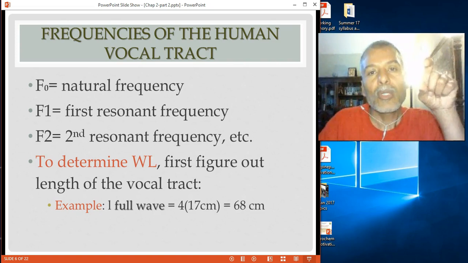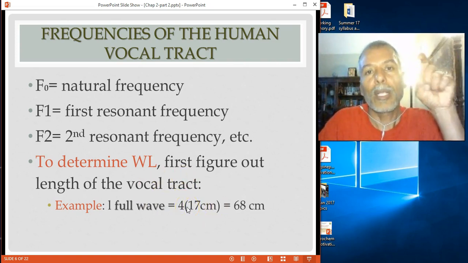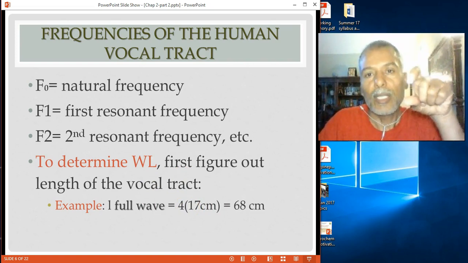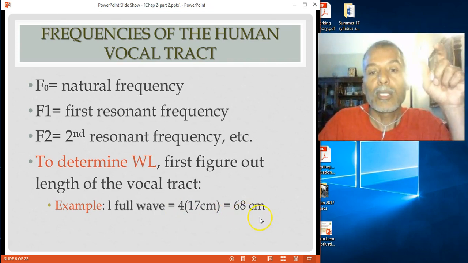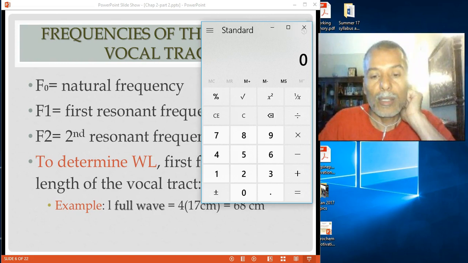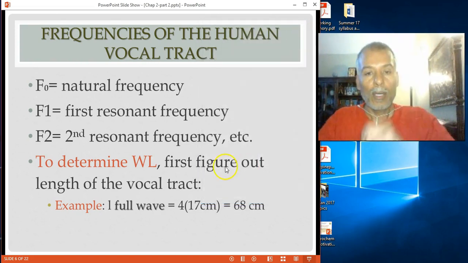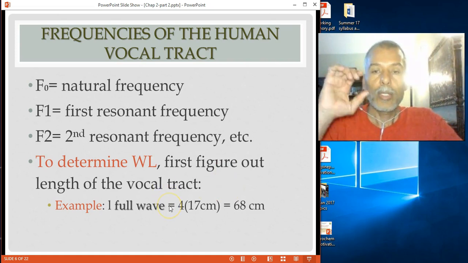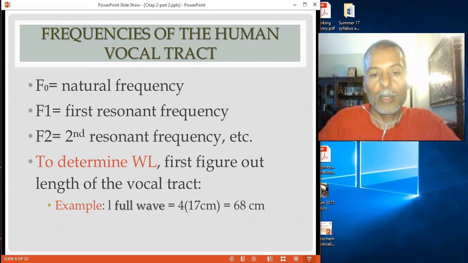Now I can figure out that if 1/4 is 17, then the whole wave is 17 plus 17 plus 17 plus 17, or 4 times 17, that equals 68 centimeters. Let's just make sure that the number is correct. So 4 times 17 equals 68. Now we figured out the length of the wave, and from there it becomes even easier.